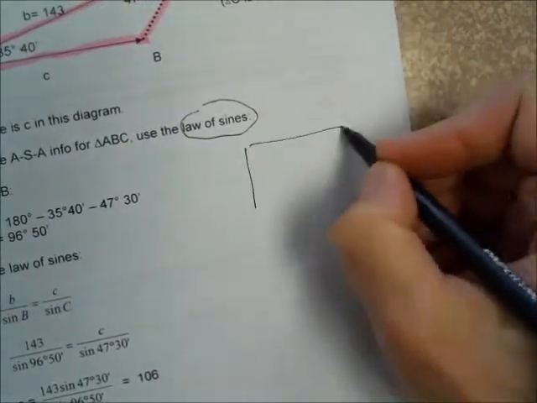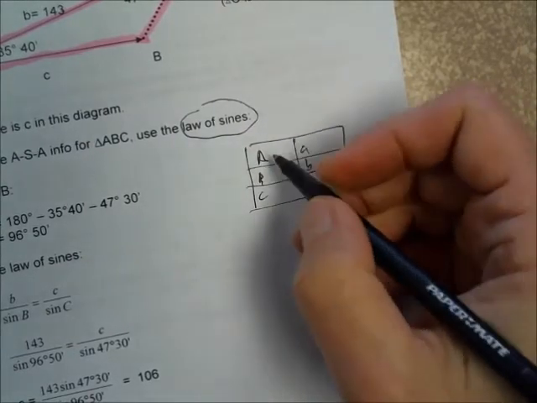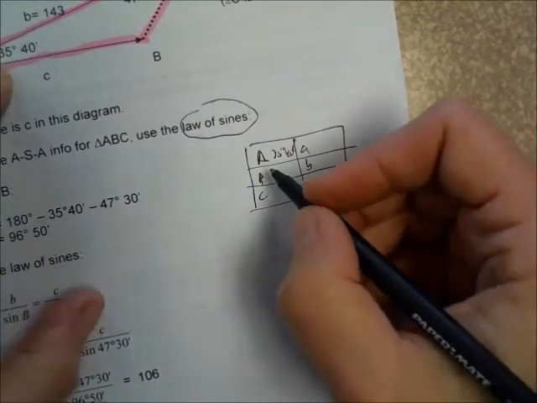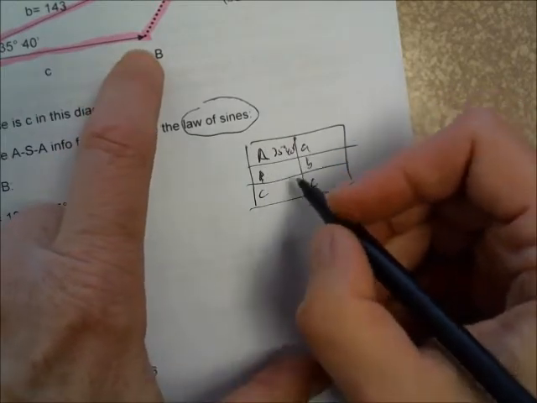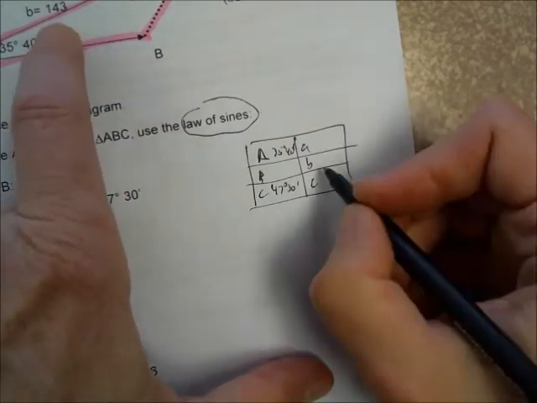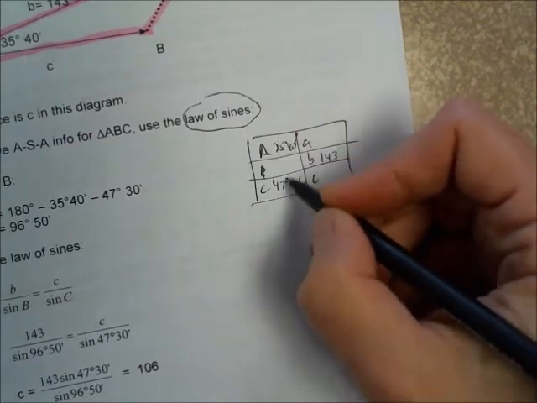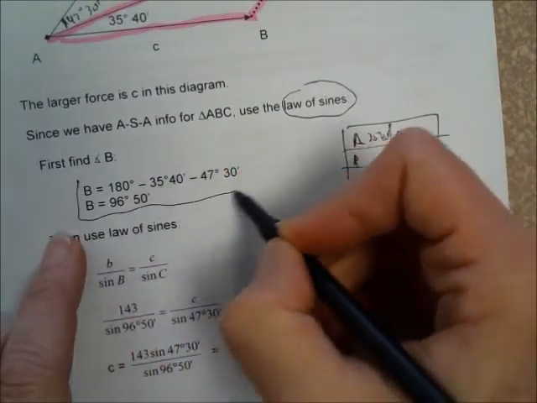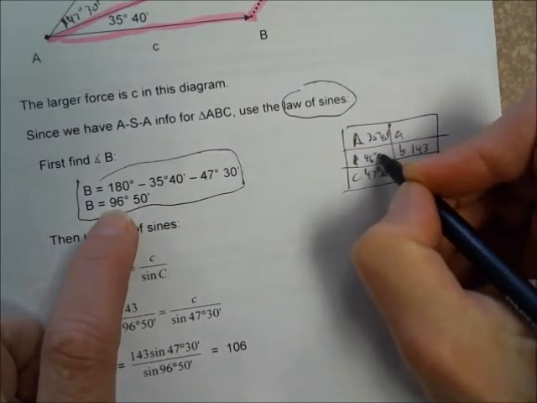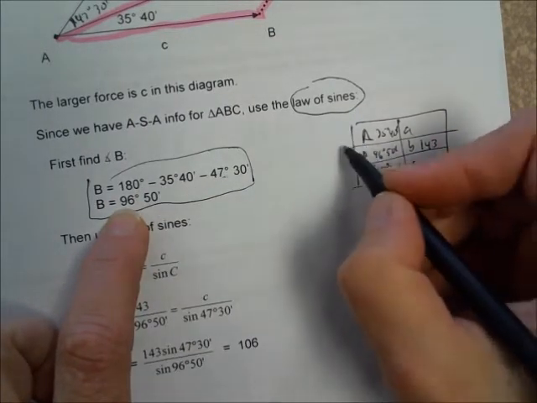If you want to set this up into our ABC chart like we like to: angle A is 35 degrees and 40 minutes. Angle C is 47 degrees and 30 minutes. And then little b is 143 pounds. Now when you add those two up and subtract from 180, I've already done the math for you. This angle B turns out to be 96 degrees and 50 minutes. So here's the math to find angle B, because you know they all add up to 180.